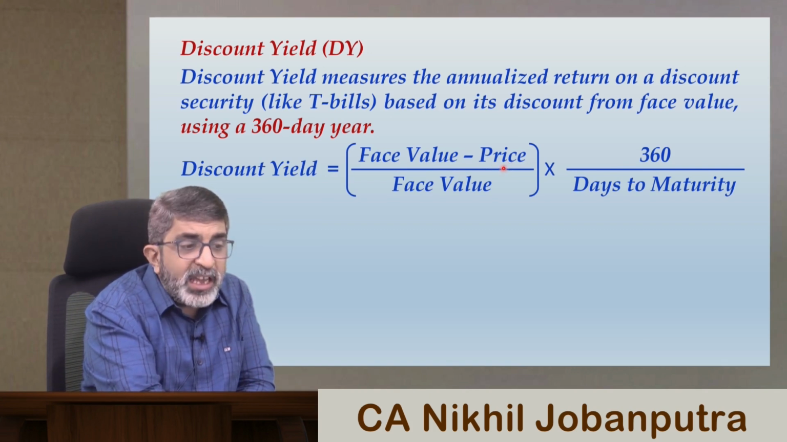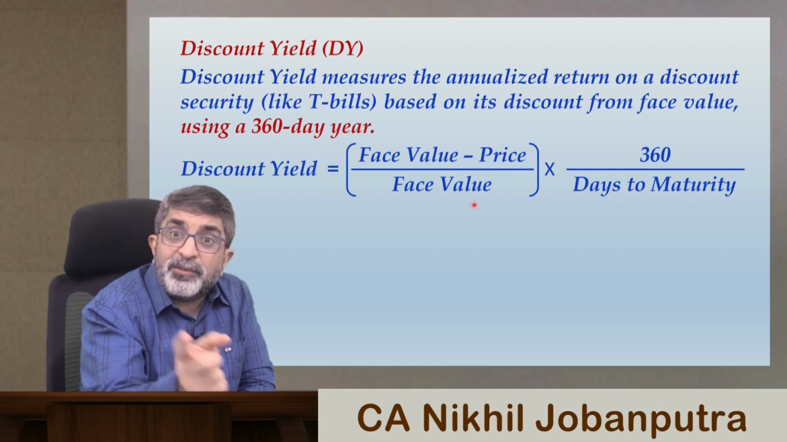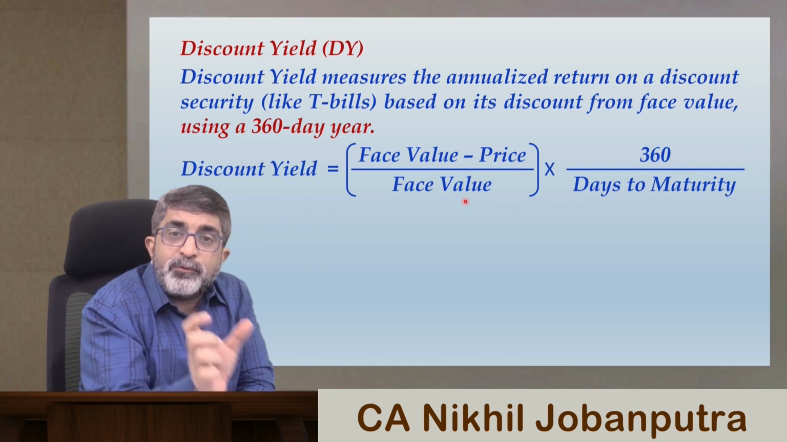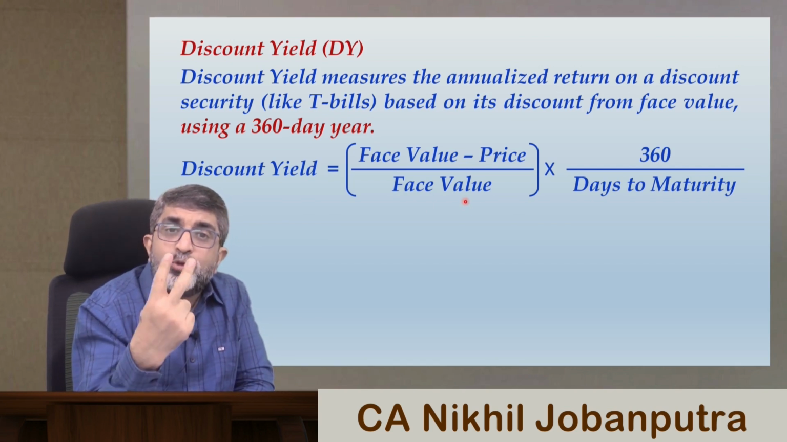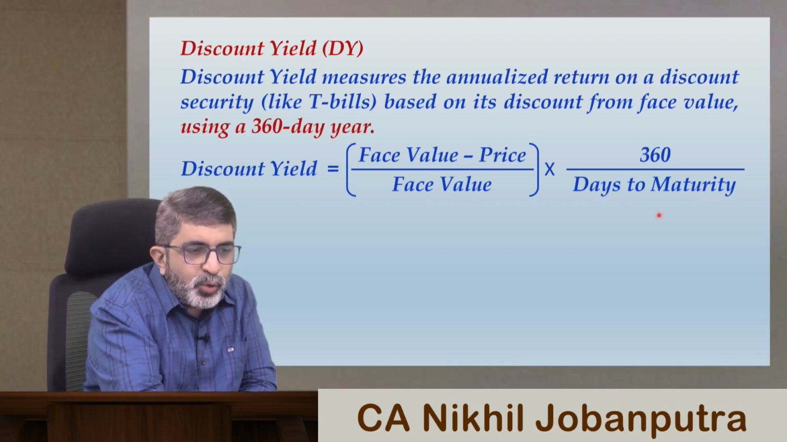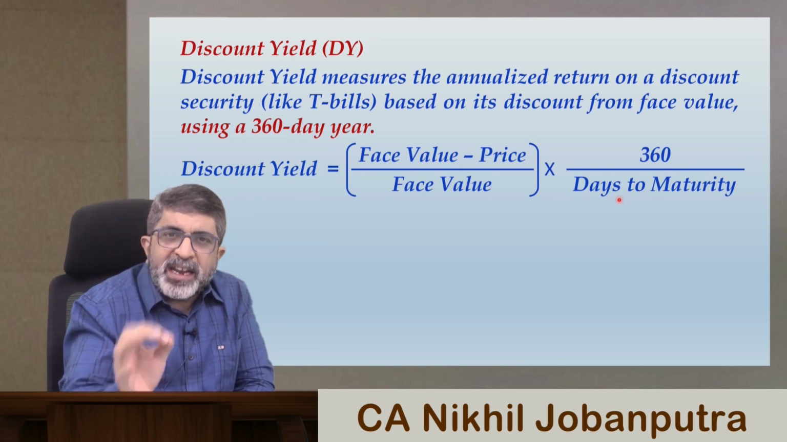So what are you taking in the numerator? That $20 discount, and the denominator is face value, means $1,000. So 20 by 1000 will give you the holding period yield as 2%. But you need to annualize it, and that is why you have to adjust for the number of days. Now here you have to be very, very alert.